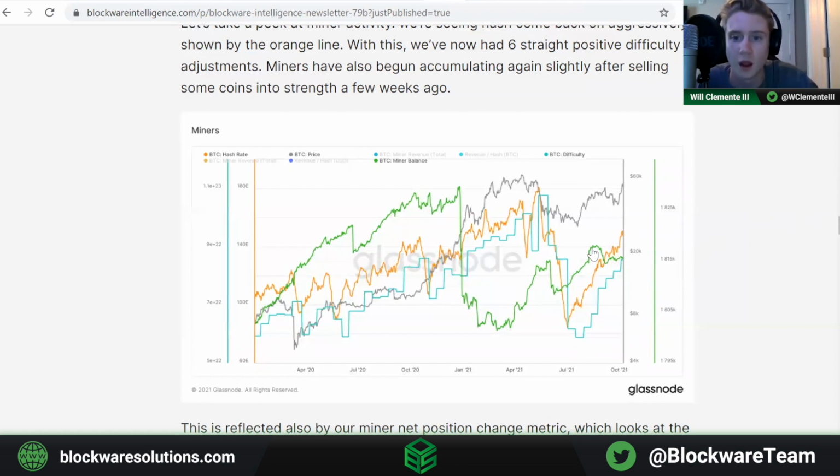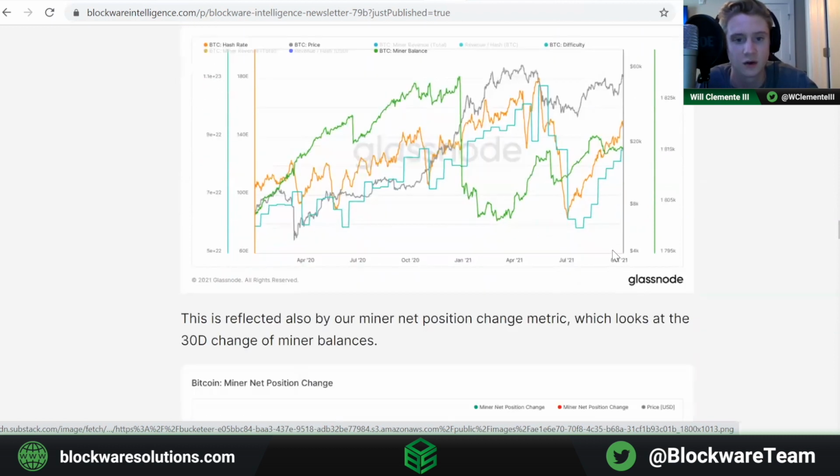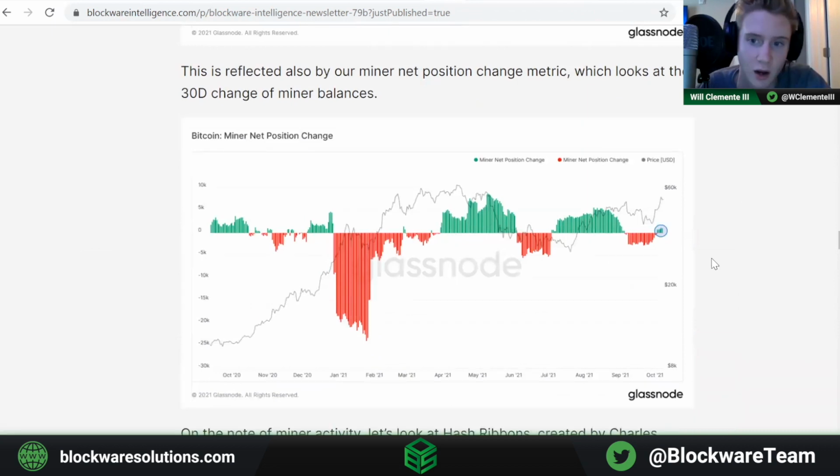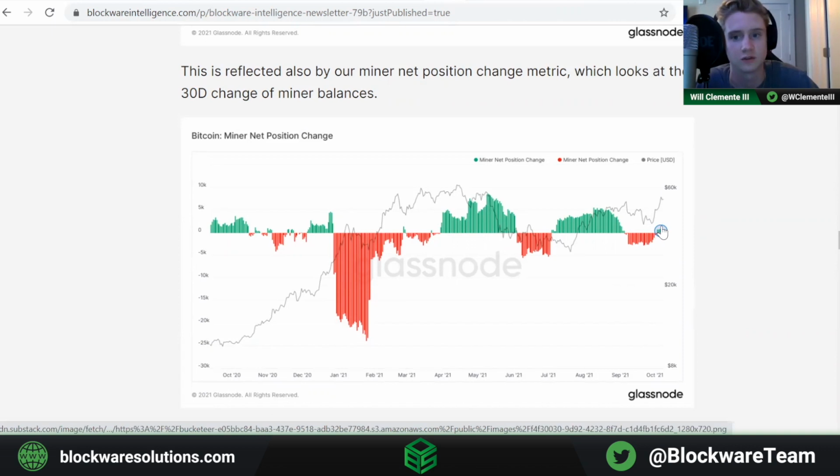And then the green line, this is the miner balance. So we see they've taken some profits after that move off of the lows here. And we covered that in the newsletter. And recently we've started to see a little bit of accumulation, nothing wild, but started to see that move back into positive territory. And that's starting to reflect into our miner net position change metric. This is looking at the 30-day change of miner balances. So you'll see this little area of green here. Once again, that's just showing that they're starting to accumulate.